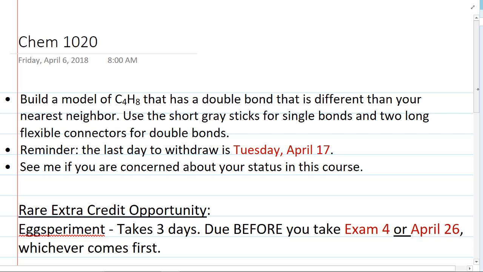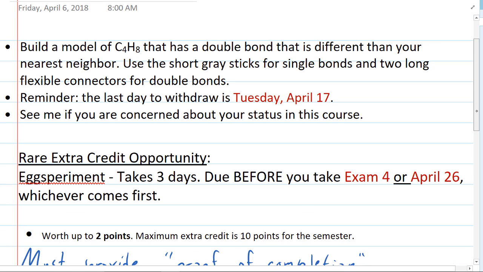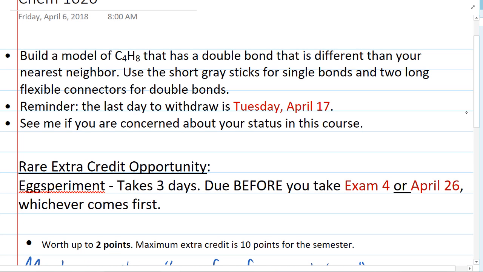There is an extra credit opportunity. I have not posted it up there yet on D2L. It's called an egg experiment because it's one that involves using an egg. It's going to take 3 days. This will be one that is worth 2 points. I don't offer much extra credit in here, but this will be one opportunity.